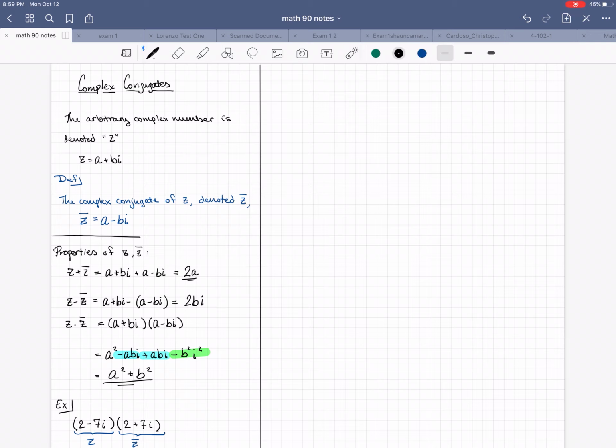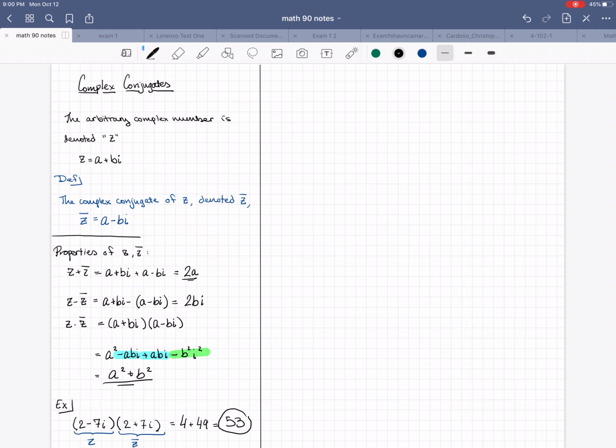So the sum of the squares of a and b is 2 squared, which is 4, plus 7 squared, which is 49, so that is 53. In some sense, this is the really big thing that we're going to use a lot when we're talking about complex conjugates: the product of z and z bar is always real, and it's always the sum of the squares of the real and the imaginary parts.